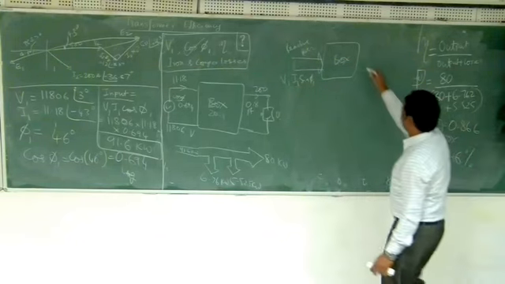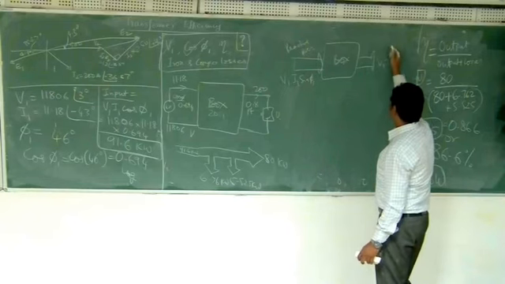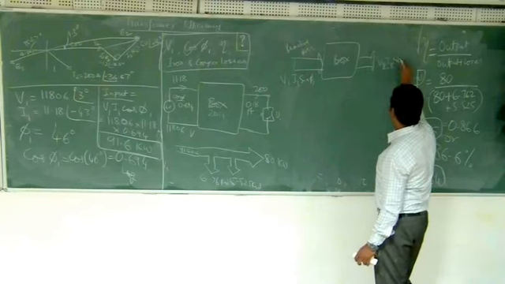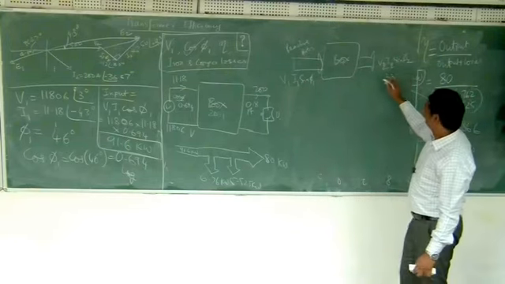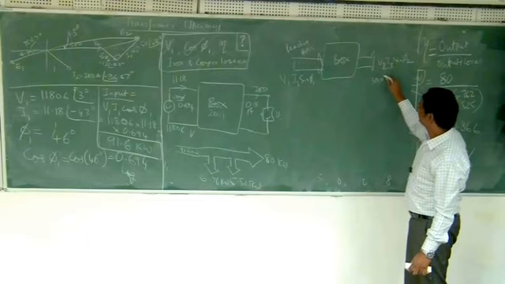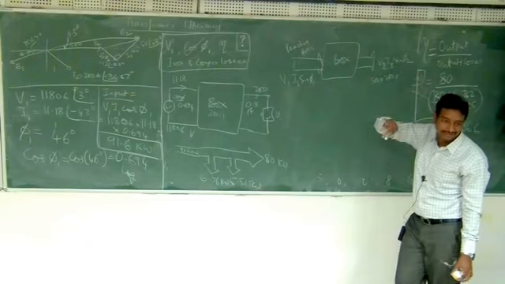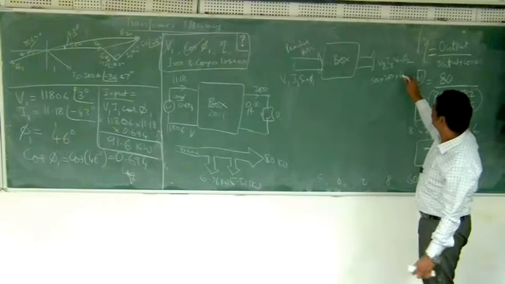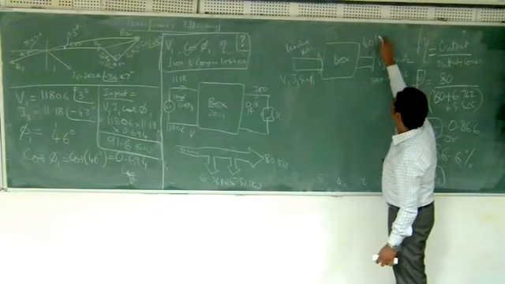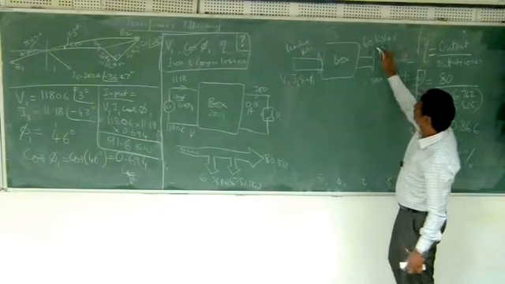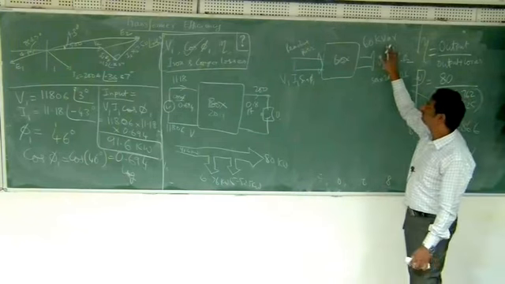How much reactive power is leaving? V2 I2 sine of phi 2, and this I know. V2 is 500, I2 is 200, and if the cos is 0.8, sine will be 0.6. So this will be 60 kVAR, that is a unit, kilovolt ampere reactive. 60 kVAR will be the output.